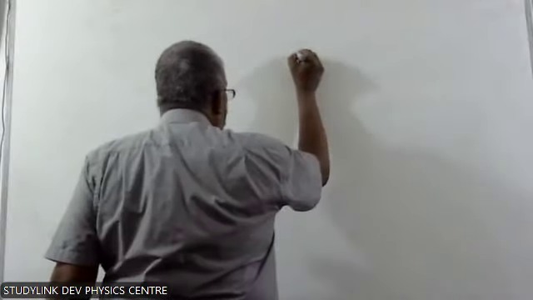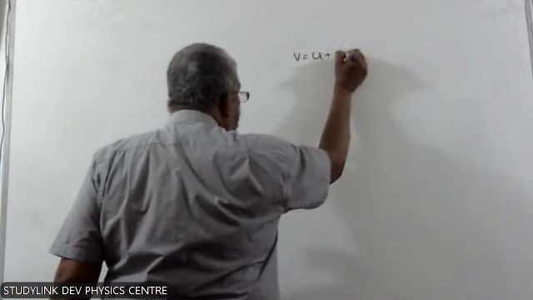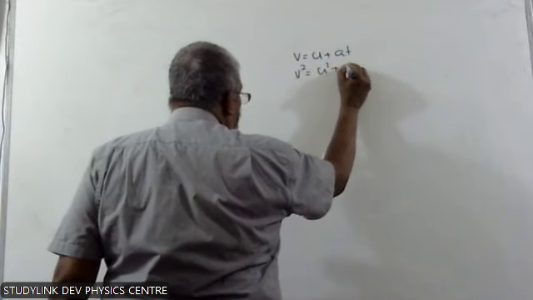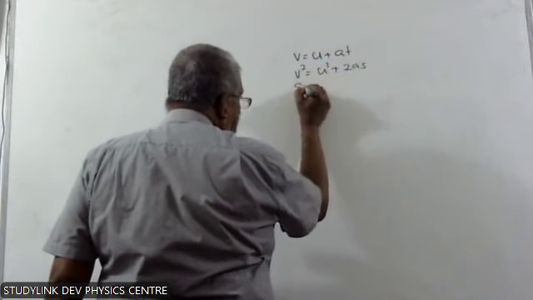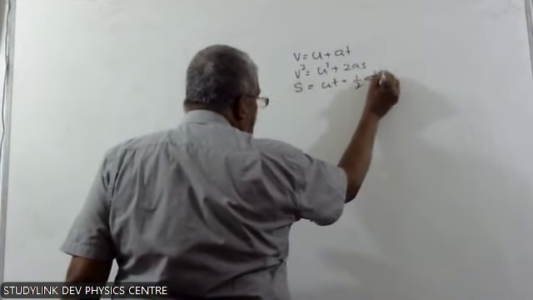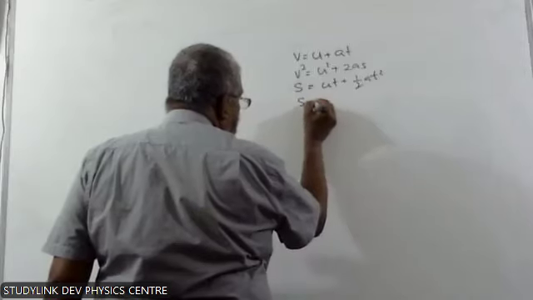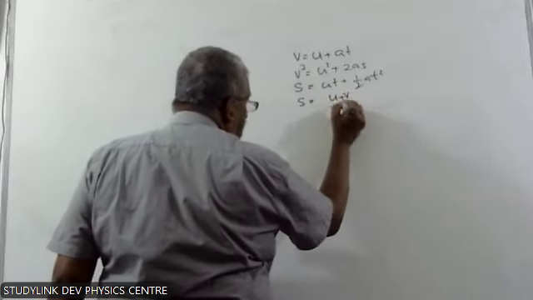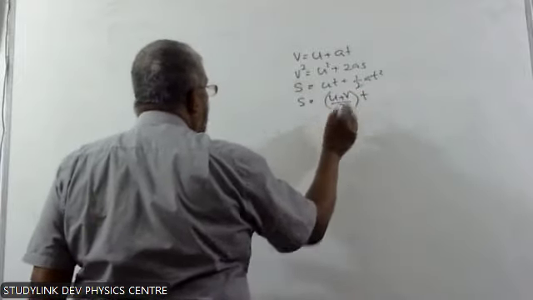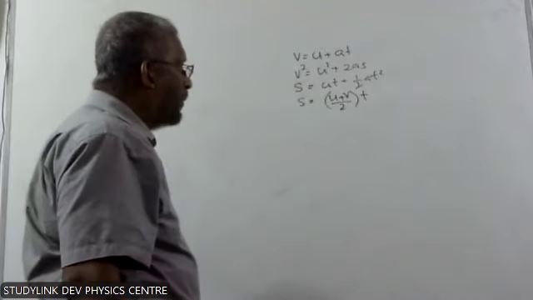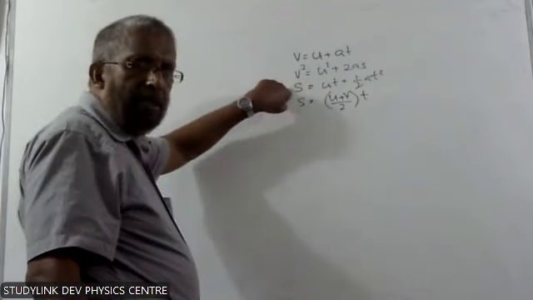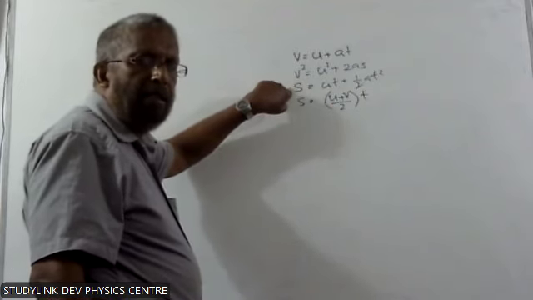Normally the equations are v equals u plus at, v squared is equal to u squared plus 2as, and s equals ut plus half at squared, and s is equal to (u plus v) divided by 2 into t. Or sometimes this is written as half (u plus v) into t. Of these 4 equations, we mainly use the first 3. That is what we have to understand properly.